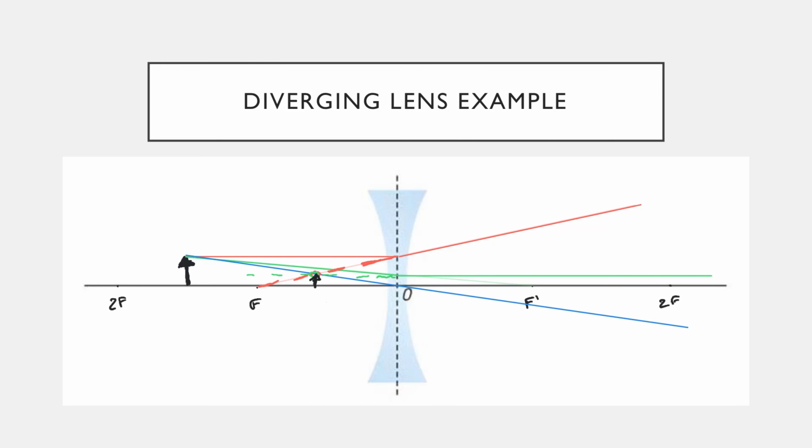And the answer here is that it's a smaller image, it's upright, it's the same side as the object. We don't need to denote that it's between F and O, we just say it's on the same side as the object. And because it's made up of these dotted or working lines, it's a virtual image.